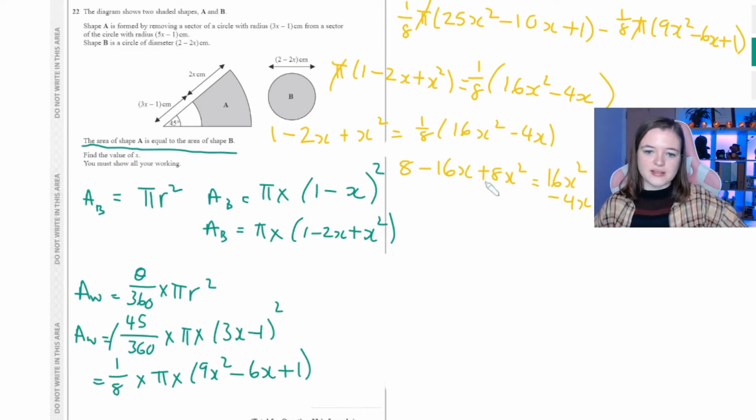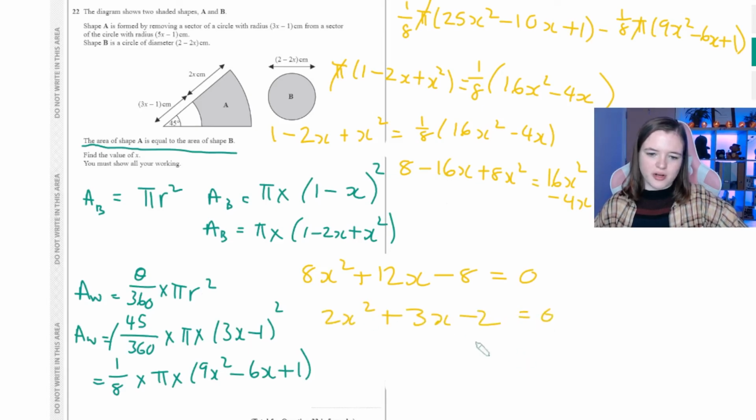So I'm going to take all this over there to keep this x squared positive. So what I'm going to do from here, I'm going to write down here, is take away 8 from 16, so we get 8x squared. Then we're going to get minus 4x plus 16x, which is plus 12x, and then minus 8 equals 0. And then I can simplify this a little bit, divide it all by 4 to get 2x squared plus 3x minus 2 equals 0. Then it's time to factorize this. So then I'm going to times to get minus 4 and add to make 3. So that is 1 and 4.